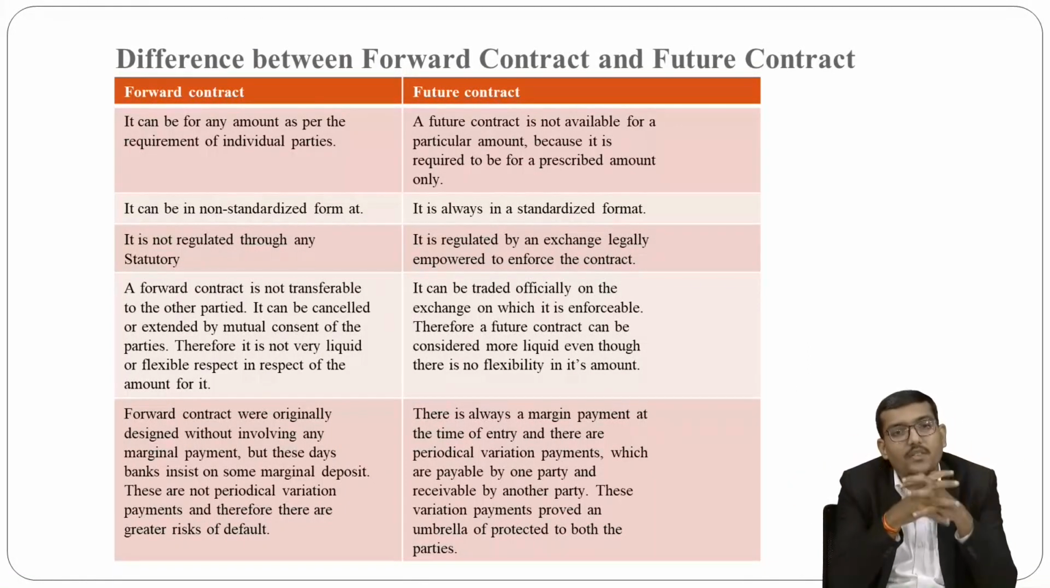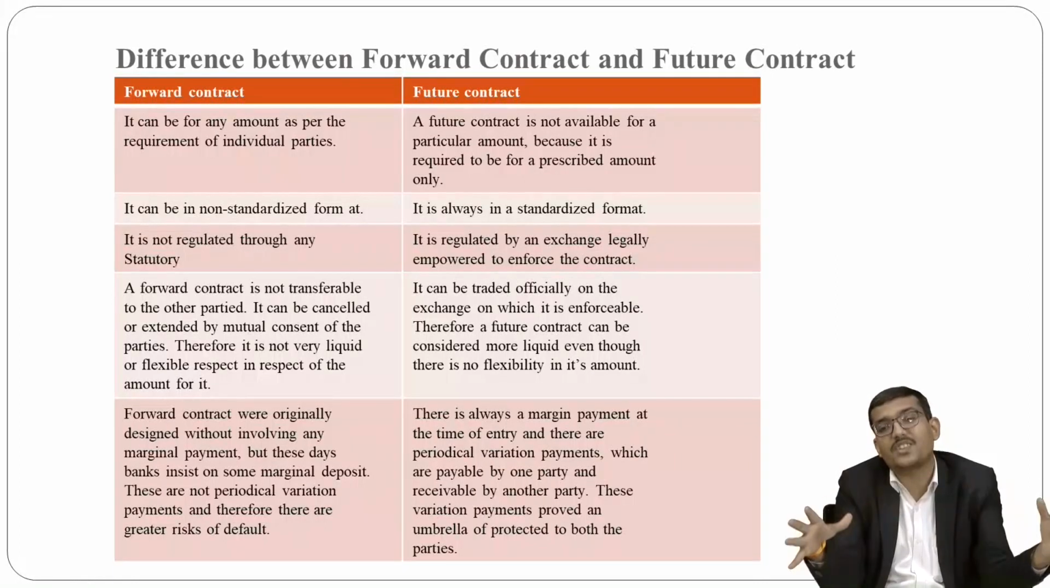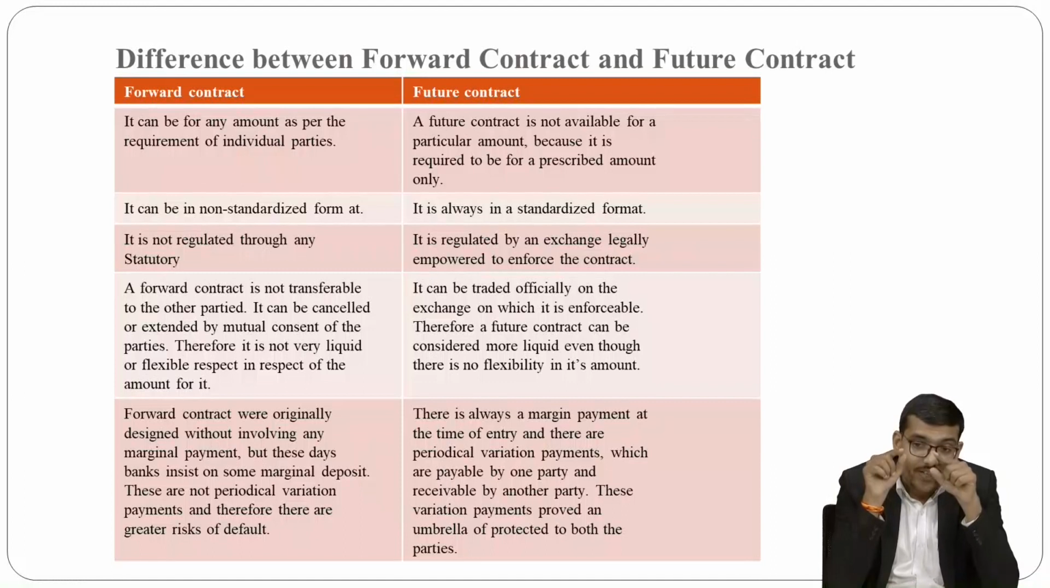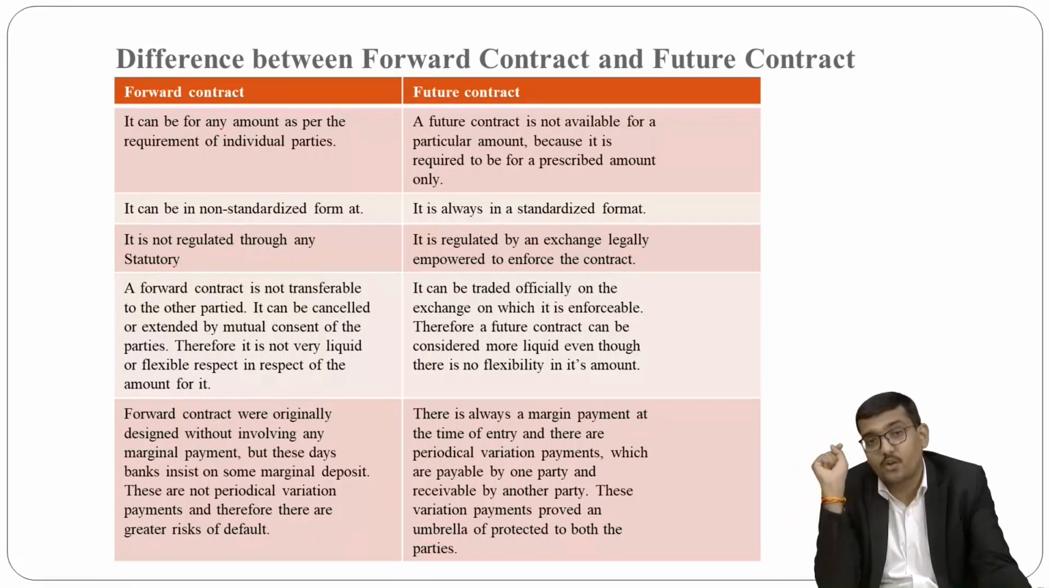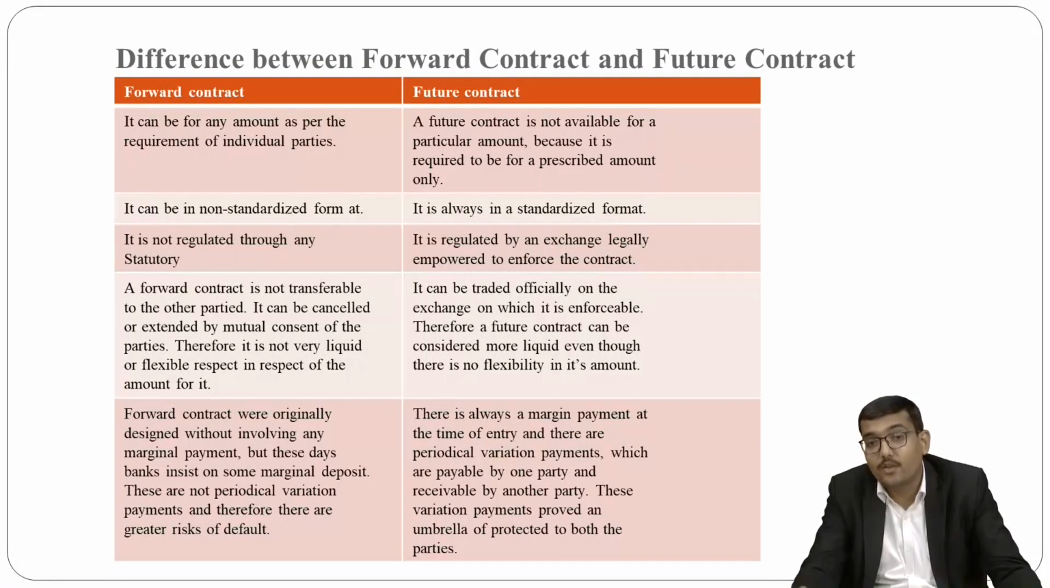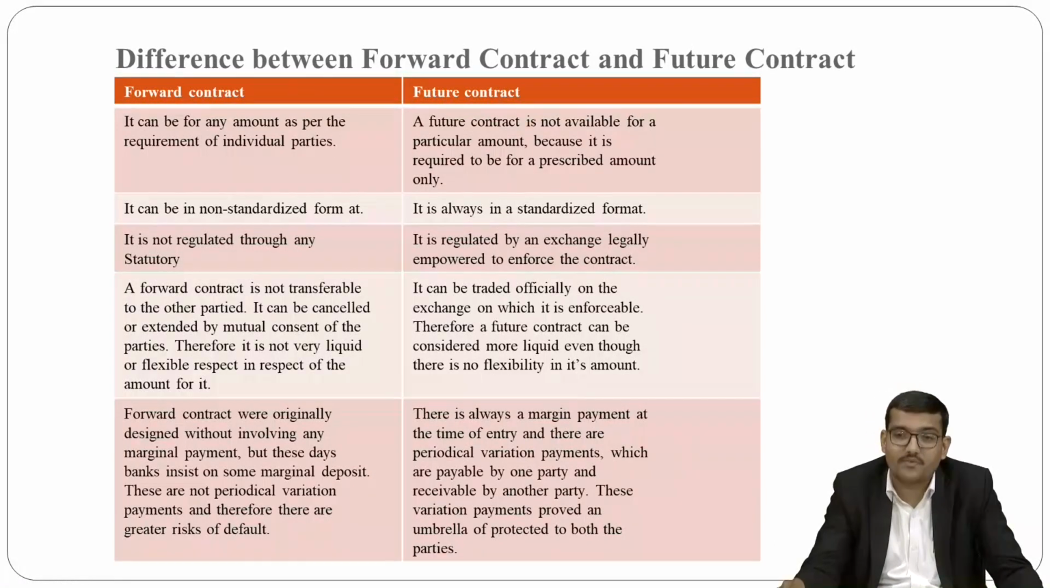The forward contract can be non-standardized, whereas the future contract is standardized because the standard rate and standard specifications are defined, and they define the future date also. Then a forward contract is not regulated by any statute, while the future contract is regulated by the exchange, legally empowered to enforce that particular contract.